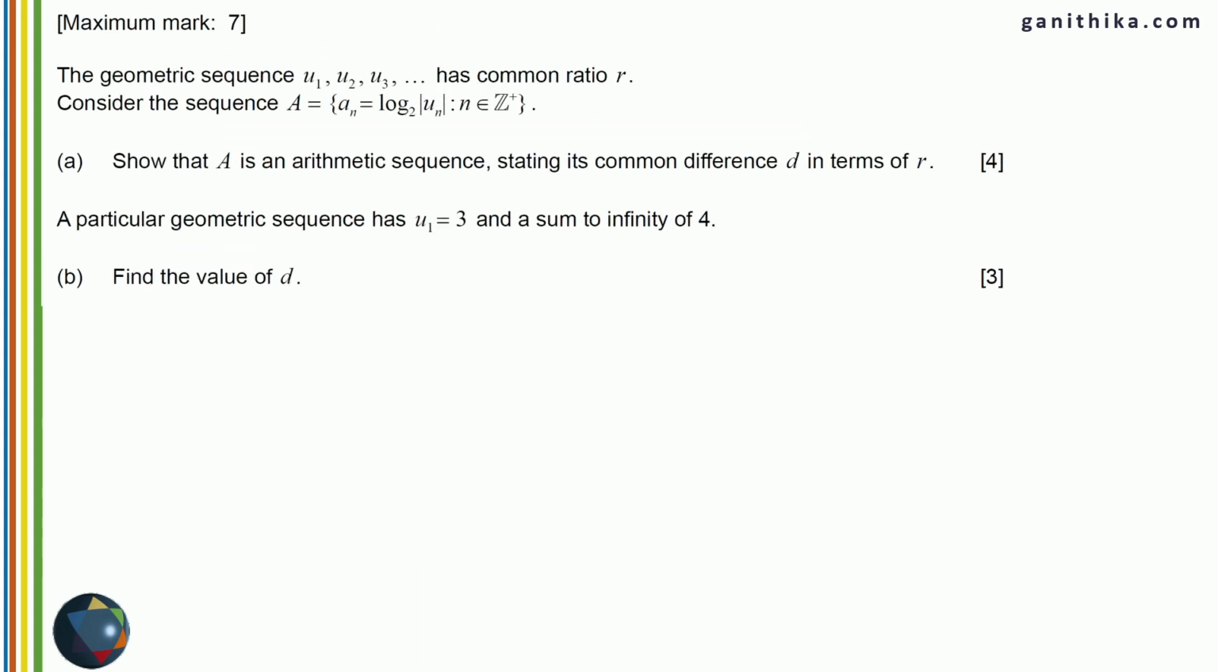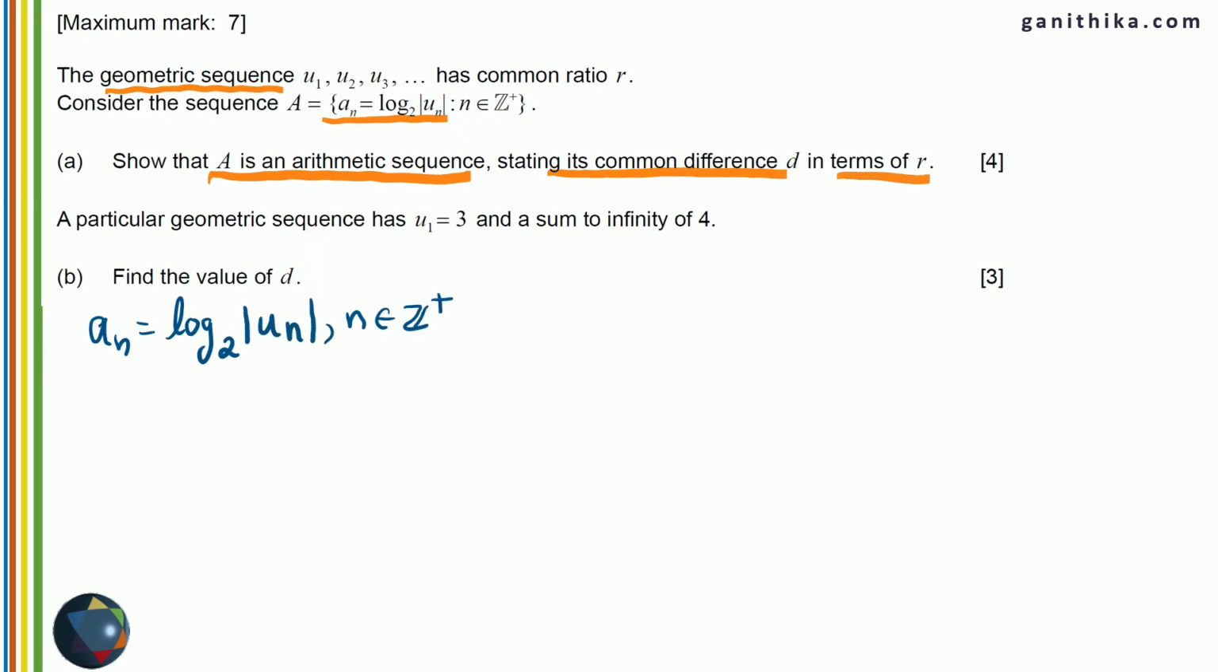So the next question looks a little bit bigger, but the questions are really small and simple. What you need to know is this is a geometric sequence, has a common ratio r, and there is another sequence given in terms of this geometric sequence. And this new sequence is an arithmetic sequence, and we have to show that it is an arithmetic sequence with a common difference in terms of r. So we are given that a_n is equal to log of modulus of u_n to the base 2. So u1, u2, u3 could be negative. Therefore, log of modulus of u_n to the base 2, where n is a positive integer.